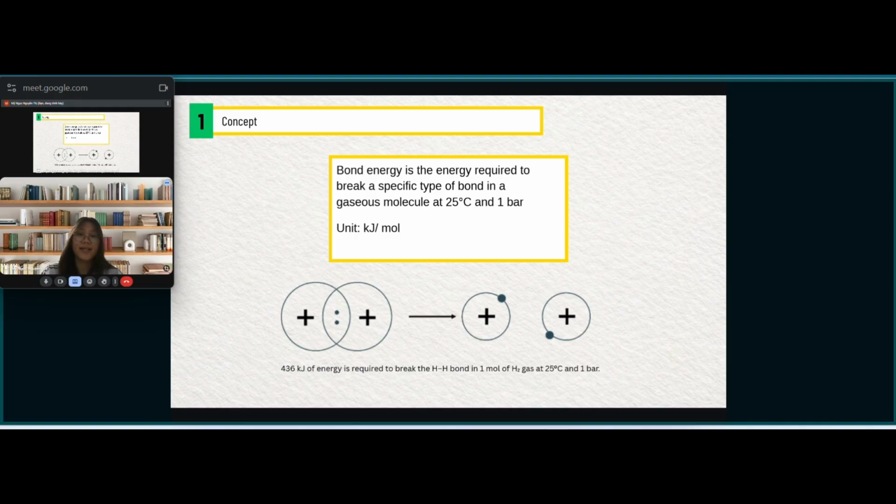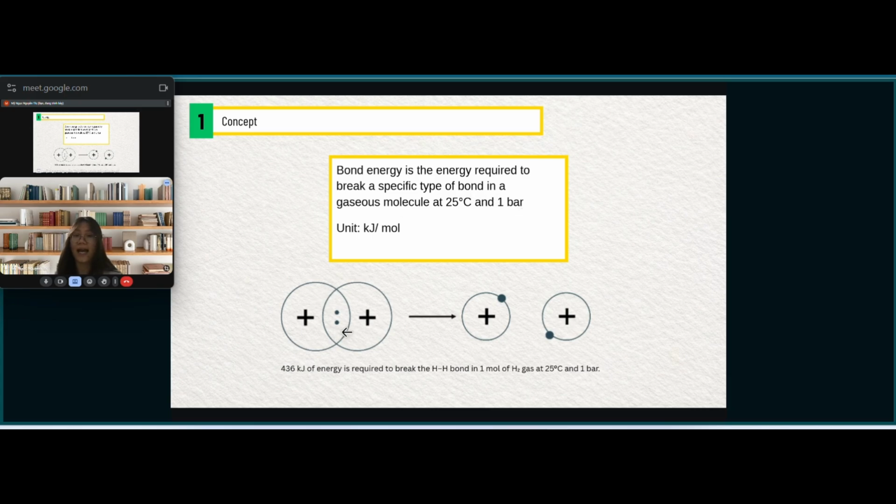So the bond energy is the energy required to break a specific type of bond in a gaseous molecule in the atmosphere. Specifically, at 25 degrees Celsius and 1 bar. And we'll use kilojoules per mole to denote this unit, and you will see this unit very frequently in your exam. So keep in mind this unit, okay?